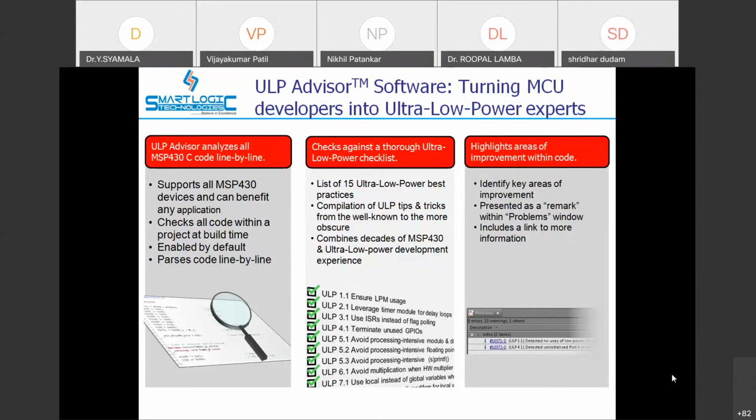They identify the key areas of improvement. They point to certain code and ask you to simplify it or use some alternative method for writing the same code, so that we can modify it. Once you modify it, you analyze the code again for ULP, and if you get satisfactory results, then use that code for deployment. That way, they will guide you, and slowly we will become experts in low power utilization.